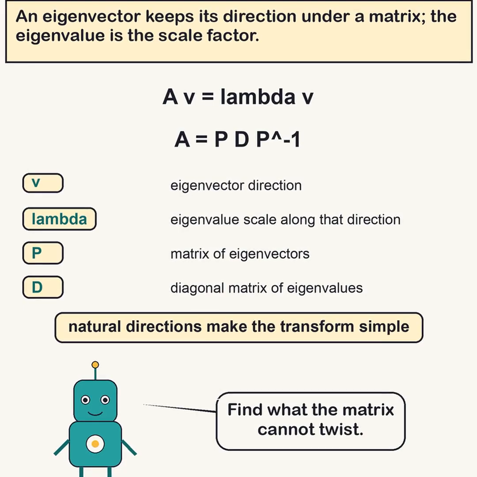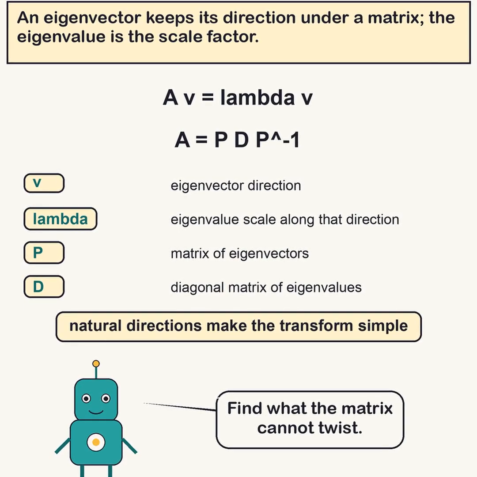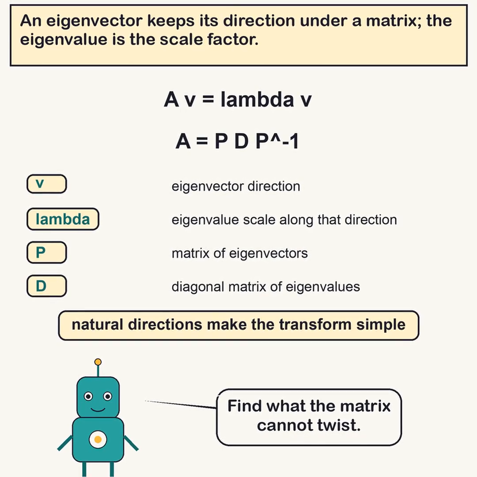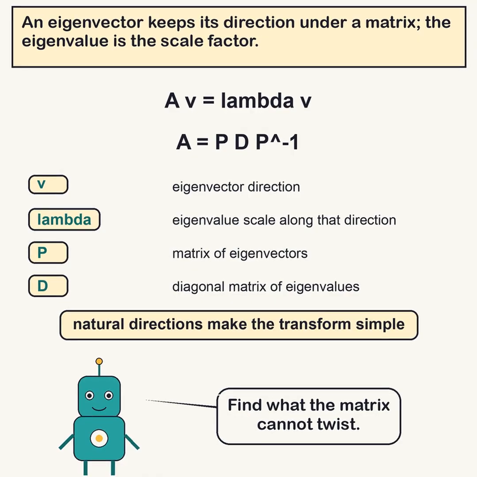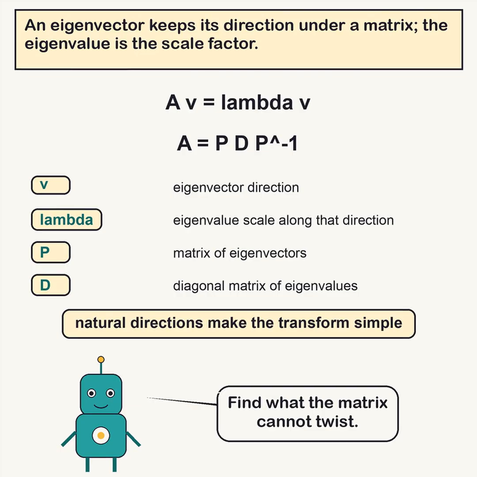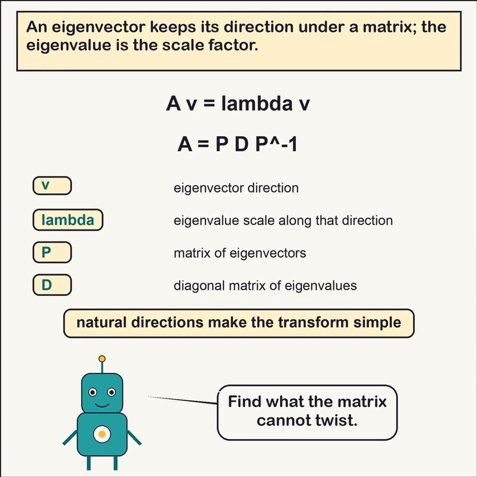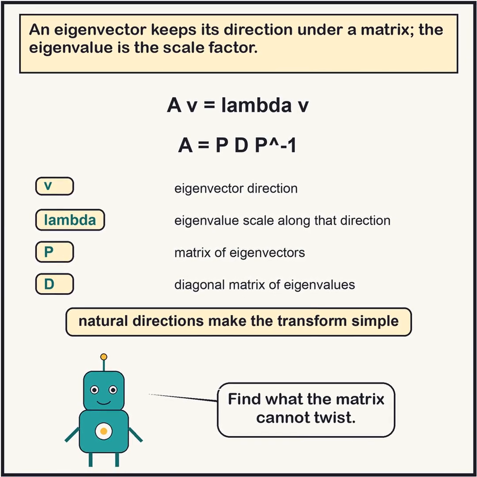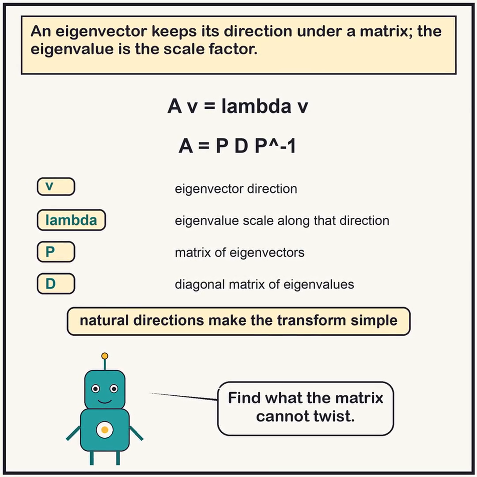An eigenvector keeps its direction when A acts on it. Lambda is the scale. If enough eigenvectors exist, A becomes PDP inverse, meaning change basis, scale independently, and change back. Real-world analogy. An eigenvector is like an arrow printed on stretchy fabric that only gets longer or shorter, not turned.